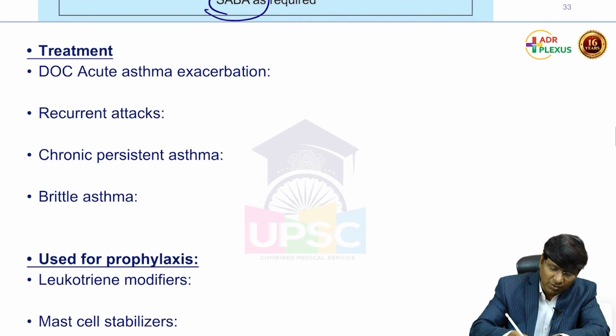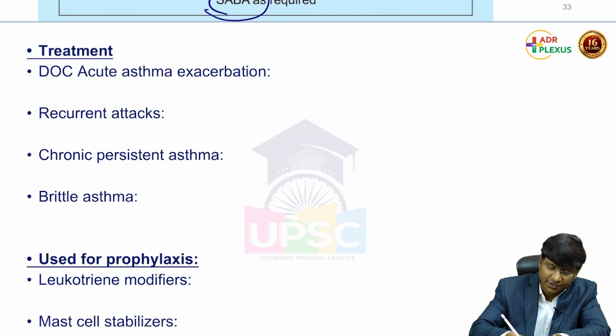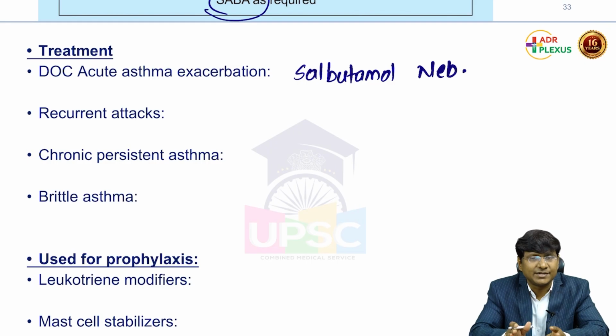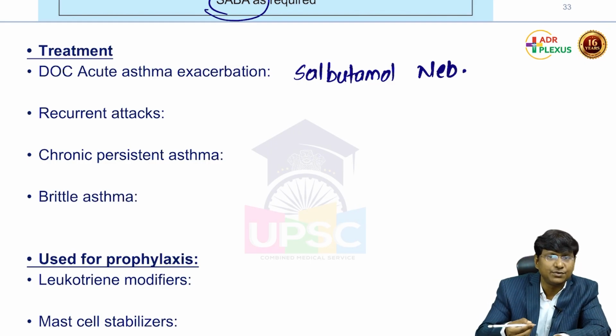Then what exactly is the drug of choice for acute asthma exacerbation? For acute asthma exacerbation, it is salbutamol nebulization. That will be the drug of choice. And for recurrent attacks, what exactly is the drug of choice? For recurrent attacks, you need to add the inhaled steroids.